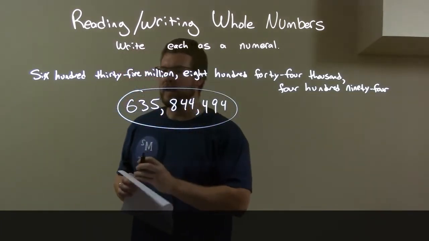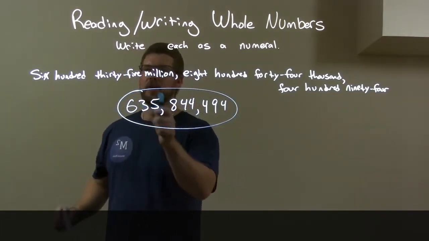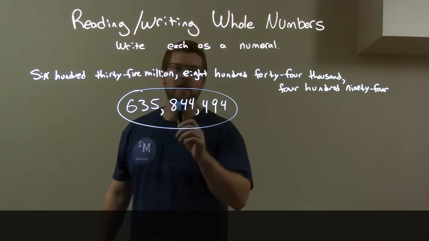Okay, so they said, we have the 635 million right here, then the 844,494.